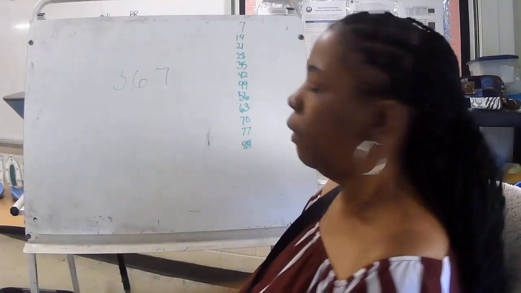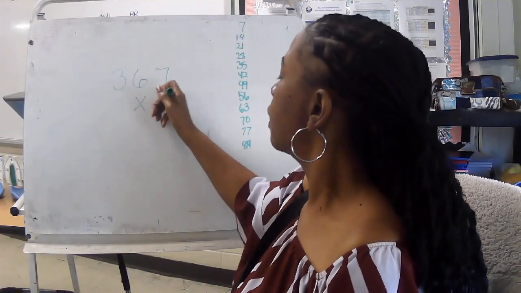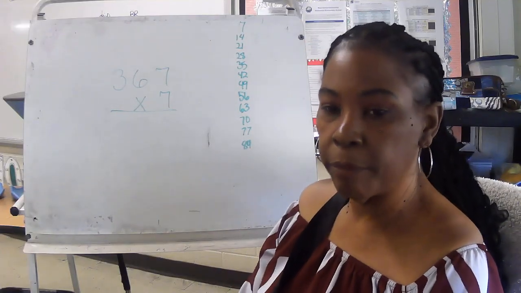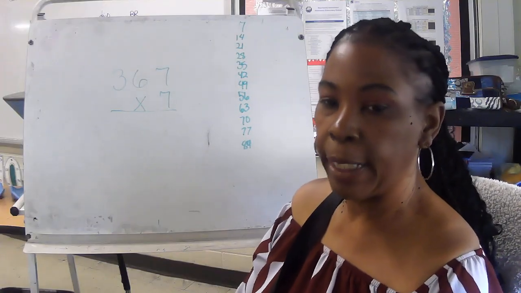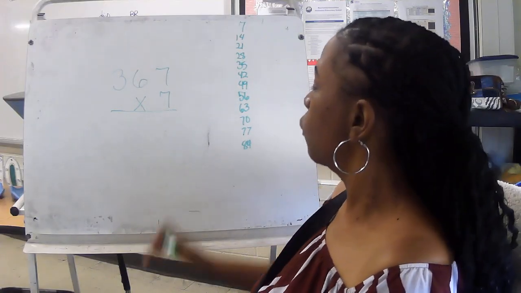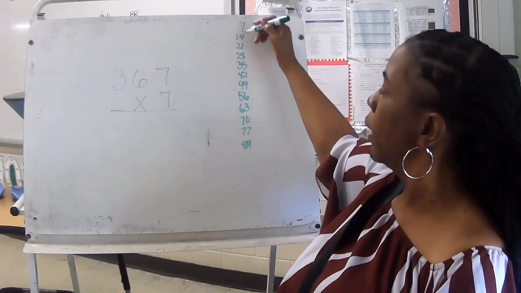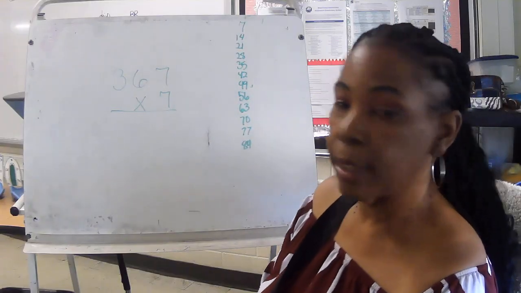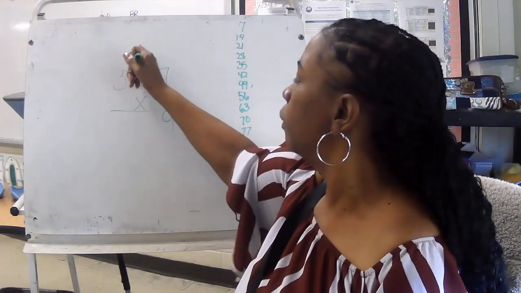So we have 367 times 7. Okay, so this is our standard algorithm. And so we're going to do that. Then we're going to walk through the process of distributive property and the area model. So first we have 7 times 7. So we're going to go down to multiples of 7. 1, 2, 3, 4, 5, 6, 7. And that gives us 49. So 9 goes here, plus 4.